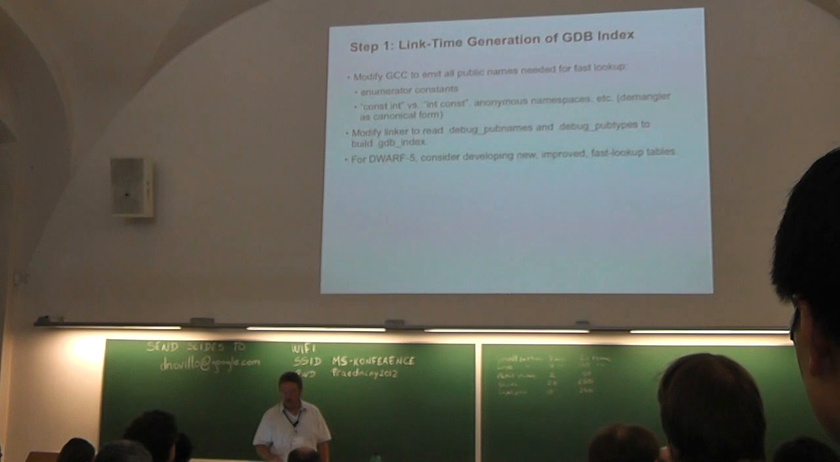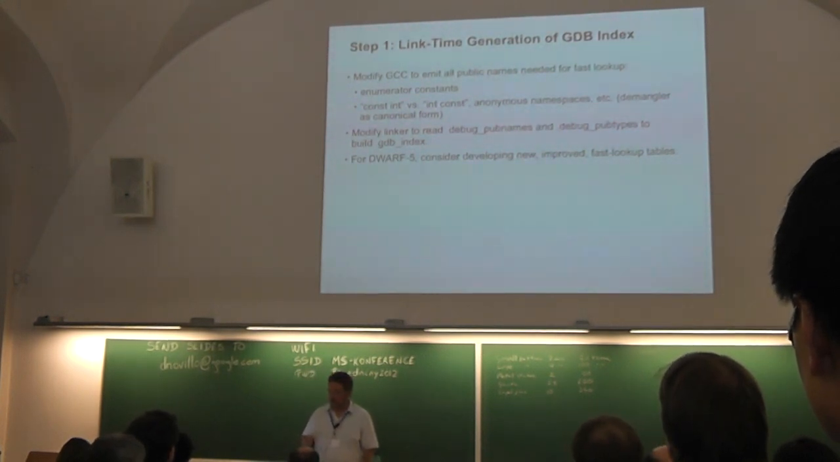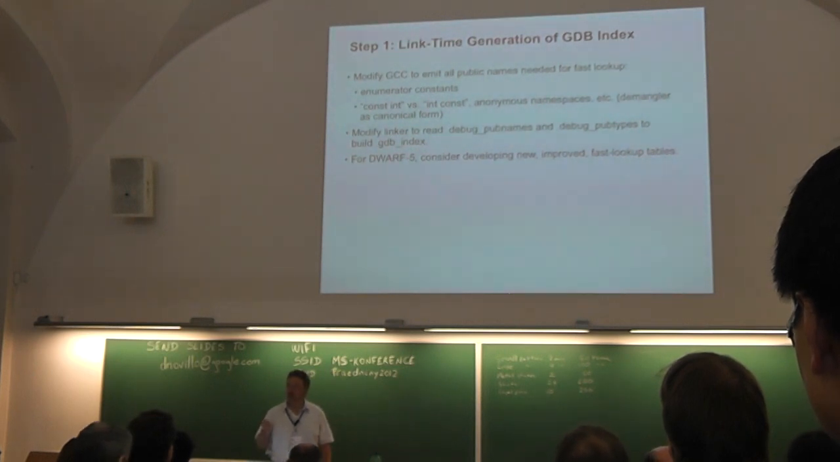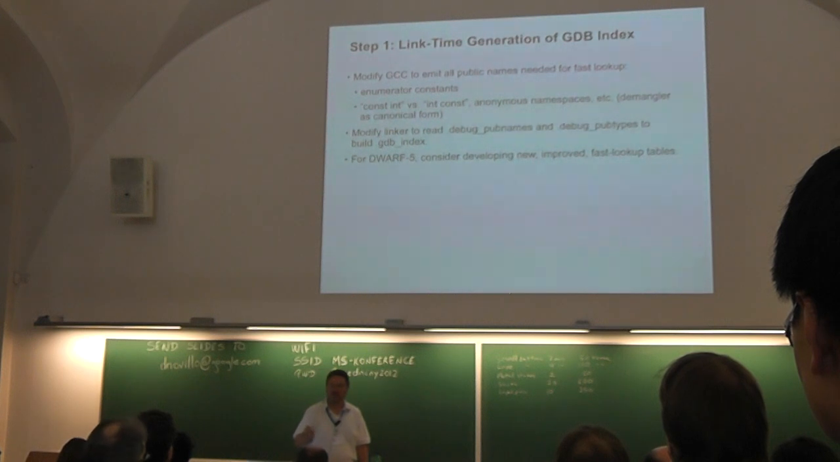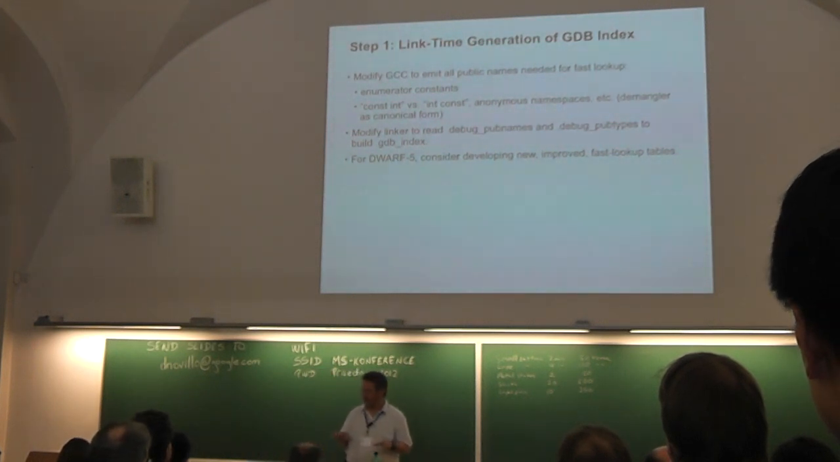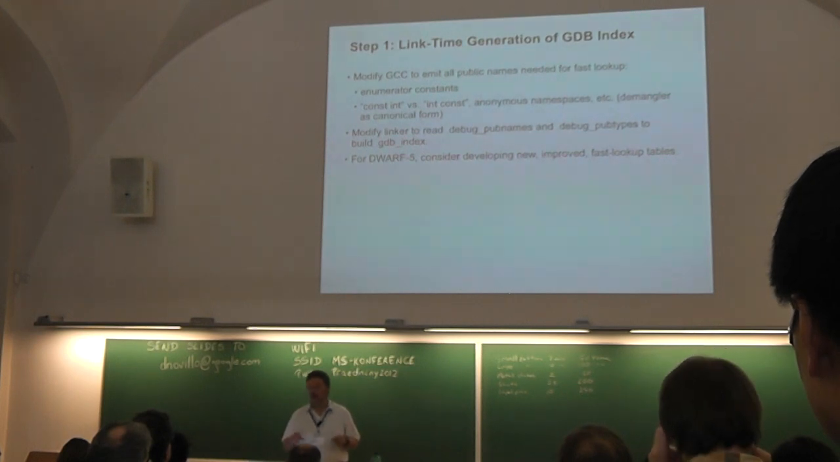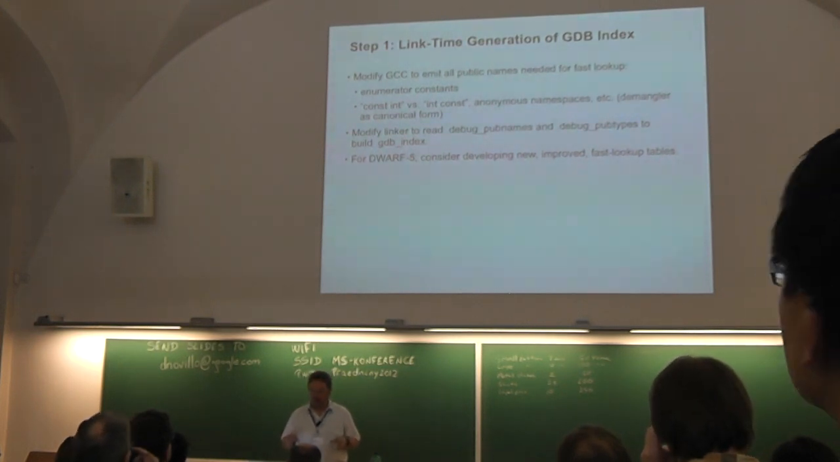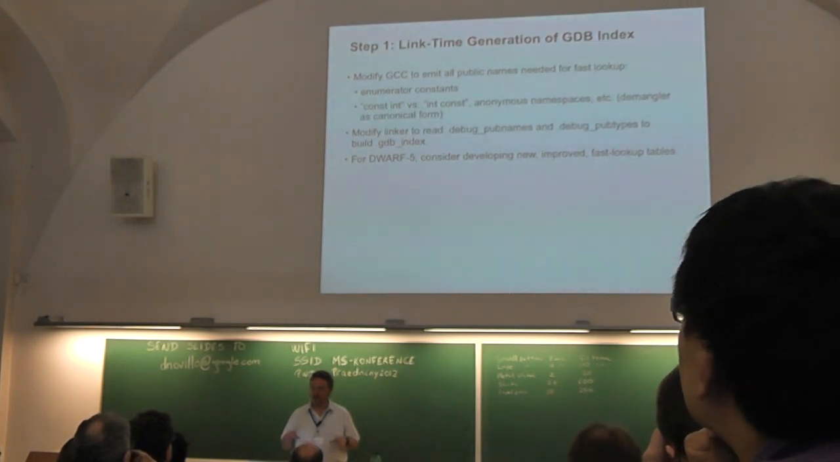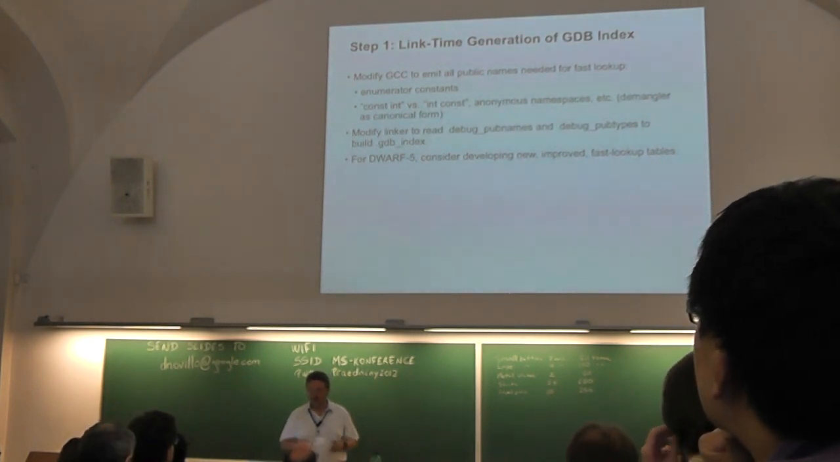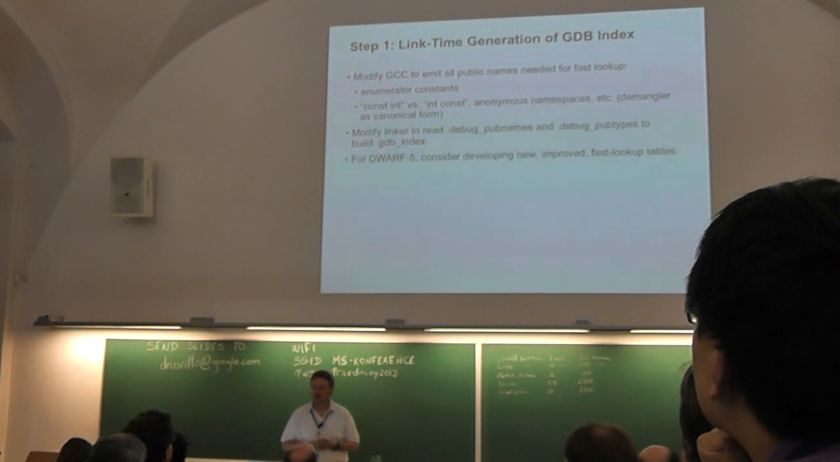So the first thing we wanted to do really was generate the index at link time. Part of that problem is that building the GDB index at link time from the raw debug info was really slow. I think there's still things that I can do to make the linker faster there, but I hit all the low-hanging fruit, and it's still way too slow. So we wanted to take the approach of processing the pubnames tables.